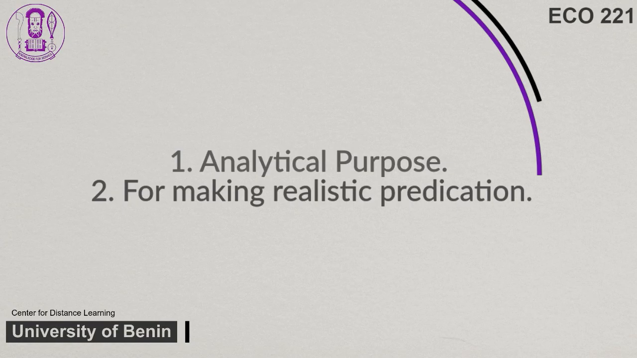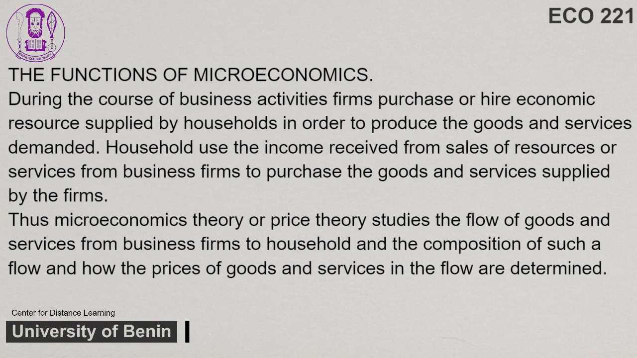The functions of microeconomics. During the course of business activities, firms purchase or hire economic resources supplied by households in order to produce the goods and services demanded. Households use the income received from sales of resources or services to business firms to purchase the goods and services supplied by the firms. Thus, microeconomic theory or price theory studies the flow of goods and services from business firms to households and the composition of such a flow and how the prices of goods and services in the flow are determined.